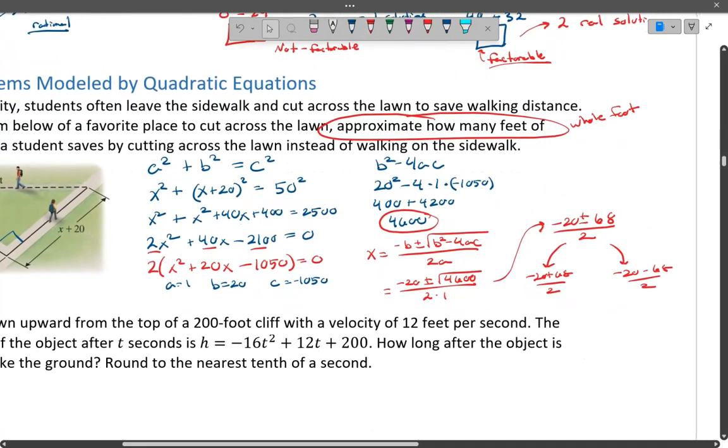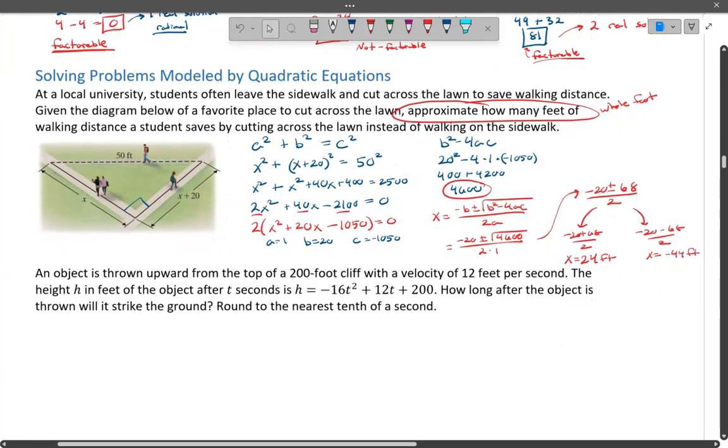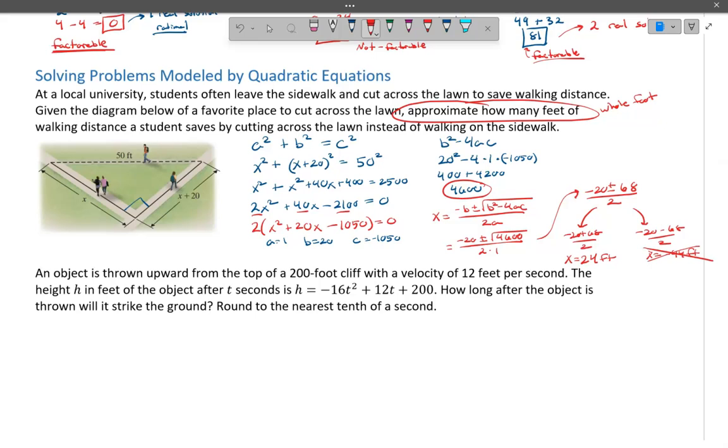That gives me values of x that are 24 feet and negative 44 feet. Well, since distance can't be negative, we can actually ignore this negative value. So we have the values of x here as 24 feet. So we've got 24 feet here.